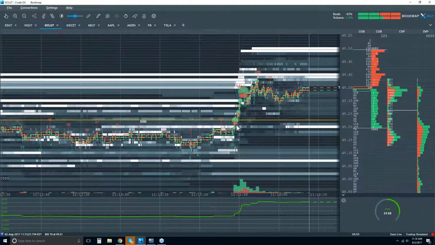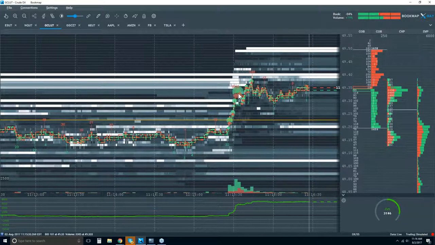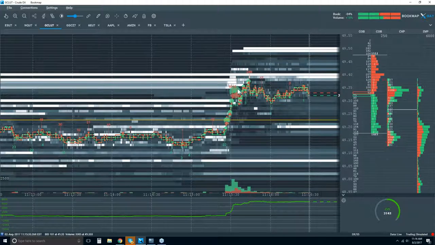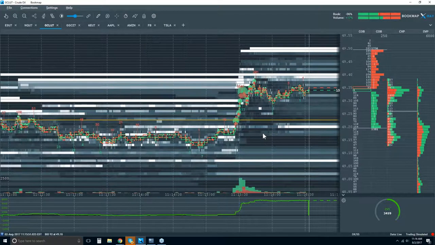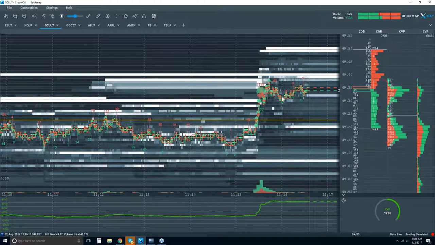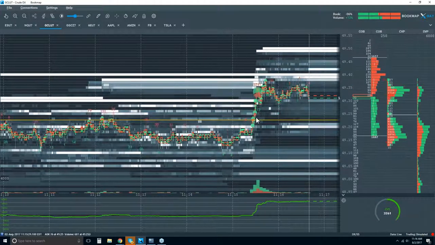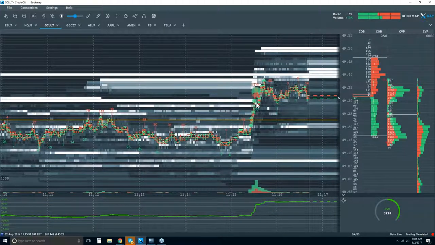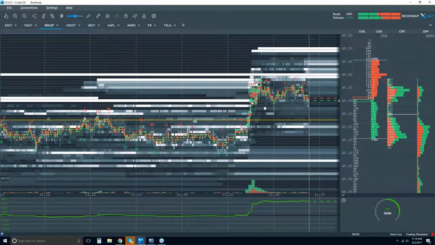I like the way this auctioned. We see big green dots pushing, or pulling, price up. We're still trading up in a range that is pretty high, a pretty strong breakout. But that doesn't mean we can't come back down and test the low volume node here.